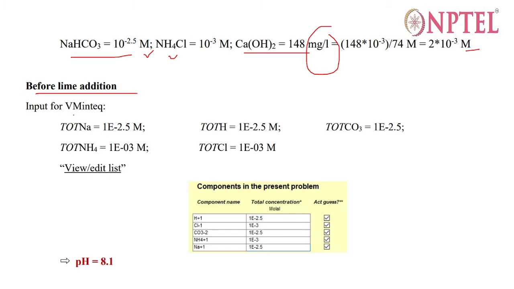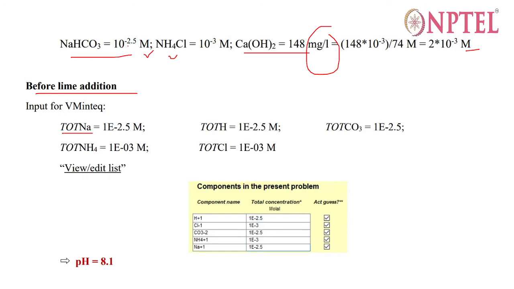And all of you know that we are doing all those numericals mostly using the VMinTeq software. So I will suggest everyone to use this VMinTeq software. This will help you to quickly solve these questions. So to give the inputs in VMinTeq, we have to find out first what are my components. So the first component is sodium, that is the total sodium.